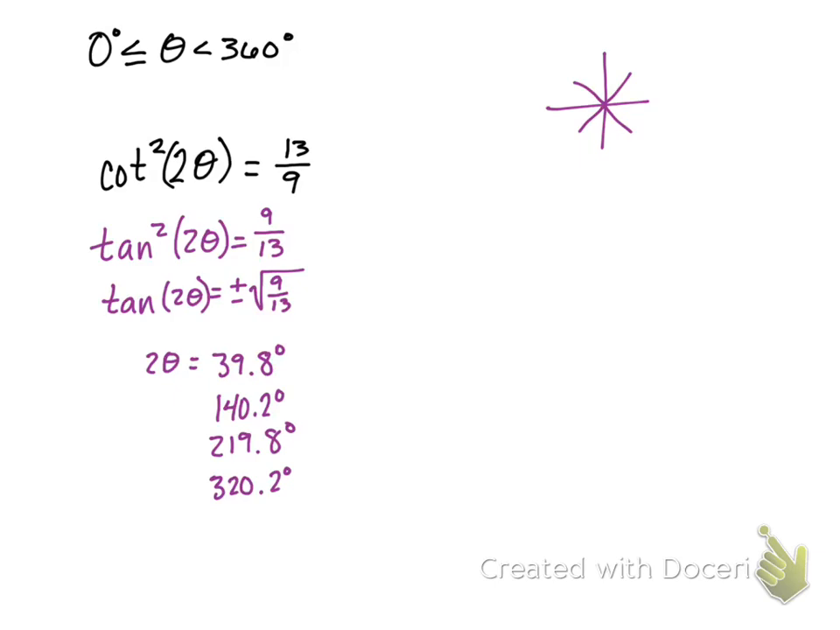320.2 degrees. Okay, now just like with 2 pi, remember this is 360, so we can add 360 to each of these values. I'm just going to list these right next to them. So 360 plus 39.8 is 399.8 degrees. 140.2 plus 360 is 500.2 degrees. 219.8 plus 360 is 579.8 degrees. And 320.2 plus 360 is 680.2 degrees.